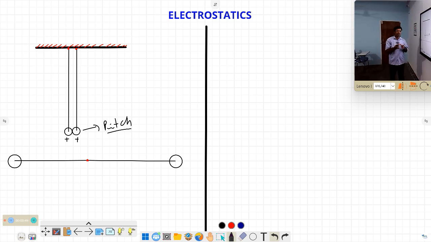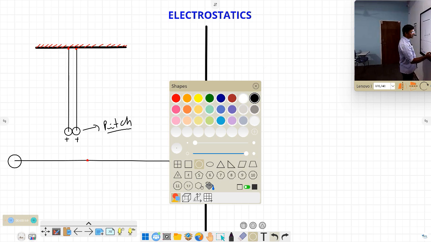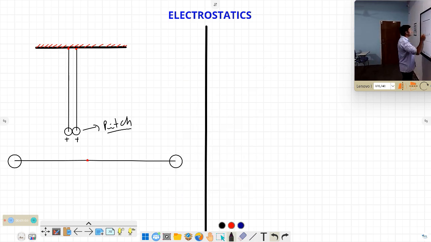Due to the repulsion, they try to get separated from each other. So due to that, these two pith balls will get separated by a certain distance. The distance of separation will be like this. Due to the repulsion here, the separation takes place like this.